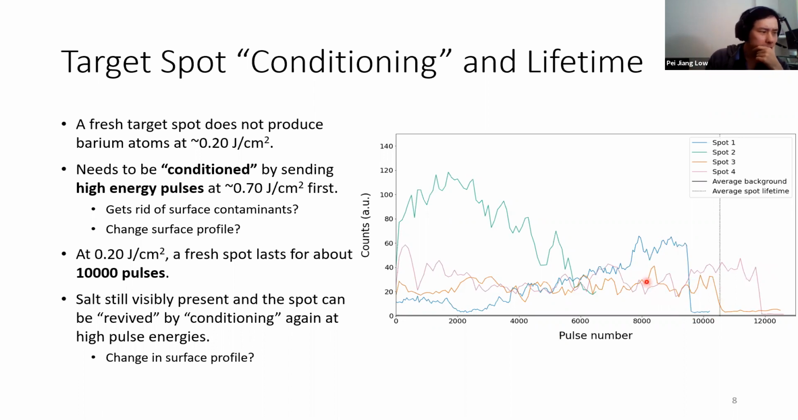You do not see neutral barium fluorescence anymore. The interesting thing is that when we see this, if you look at the target by eye, the salt is still present, and the spot can be revived so that it produces barium atoms again by conditioning it again at high pulse energy. We send high pulse energies again to the spot for a few hundred pulses, and then if you go back to the low pulse energy, it will start fluorescing again. So again, we know that this happens, but we are not sure what is really happening.